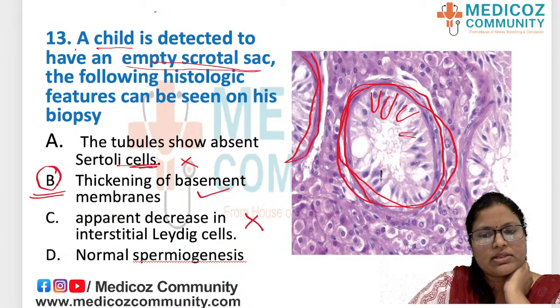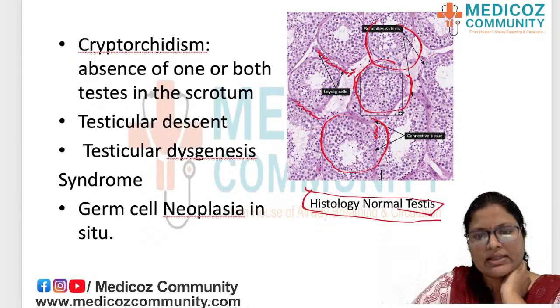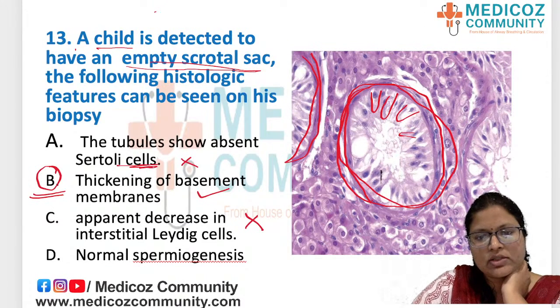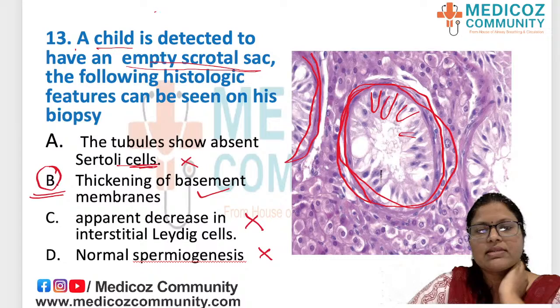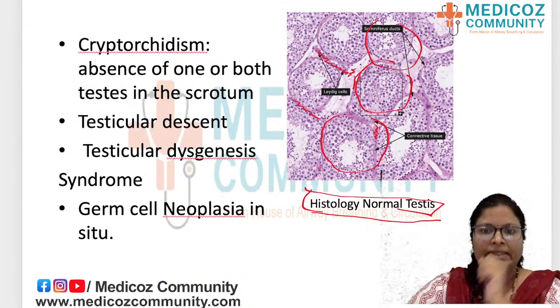Normal spermiogenesis. Do you see normal spermiogenesis here? No, you don't see normal spermiogenesis. Normal spermiogenesis looks like this. It's filled up, right? But here you are seeing only Sertoli cells. So again, this is a wrong answer. Okay. So the right answer here was thickened basement membrane.